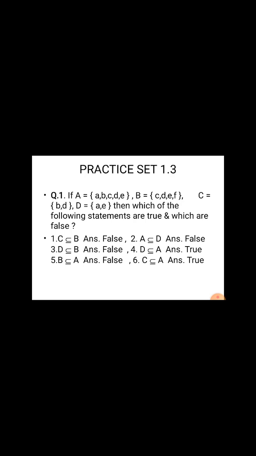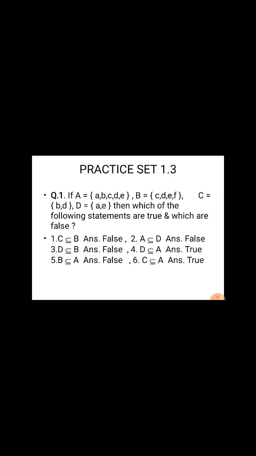So the first sub question is given: C is the subset of B. Is it true or false? It is a false statement because every element of set C is not an element of set B. Therefore, it is a false statement because in set C, B is present but B is not present in set B. Therefore, C is not the subset of B.